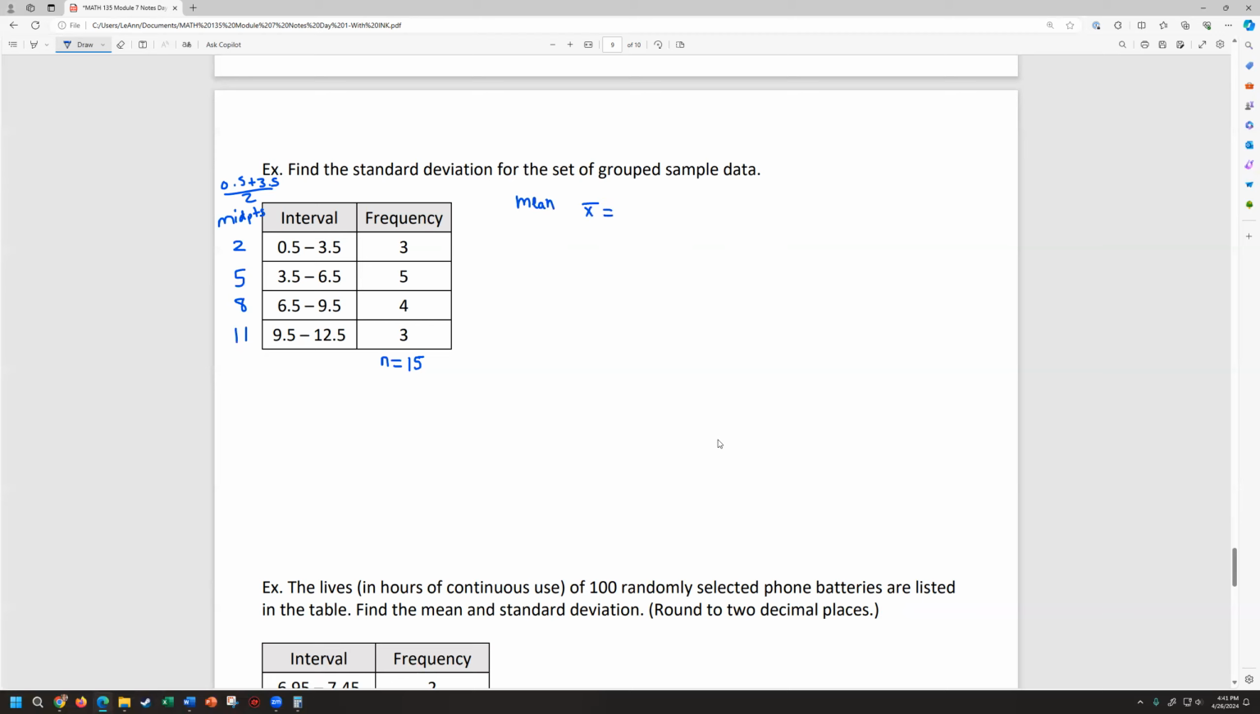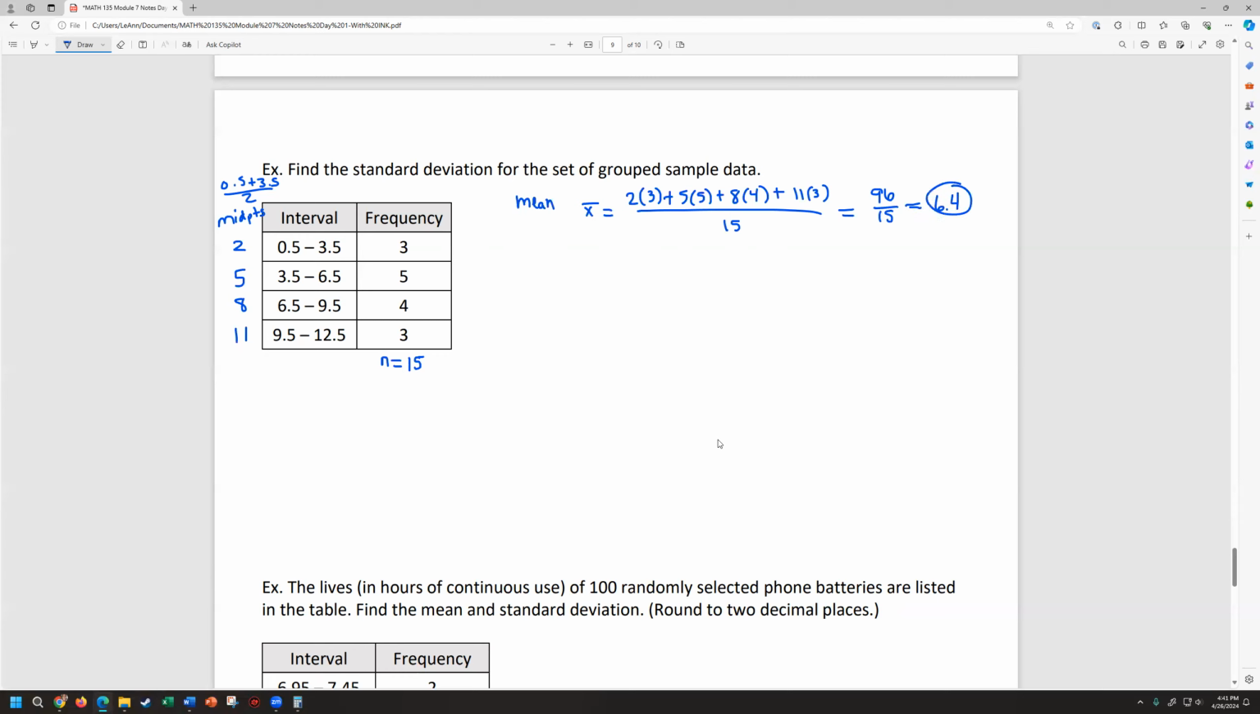So X bar. Now I'm going to use the trick we learned in the previous section. We just do midpoint times the frequency plus midpoint times the frequency plus midpoint times the frequency plus midpoint times the frequency for each of those rows. We always divide by total frequency, the total number of items that they were tallying, okay? So that is, let's see, 6 plus 25 plus 32 plus 33. I ended up getting a 96 on the top over 15, and that equals about 6.4.